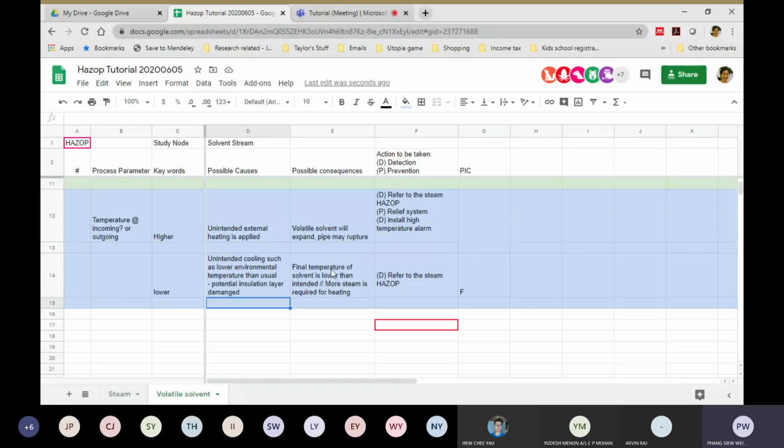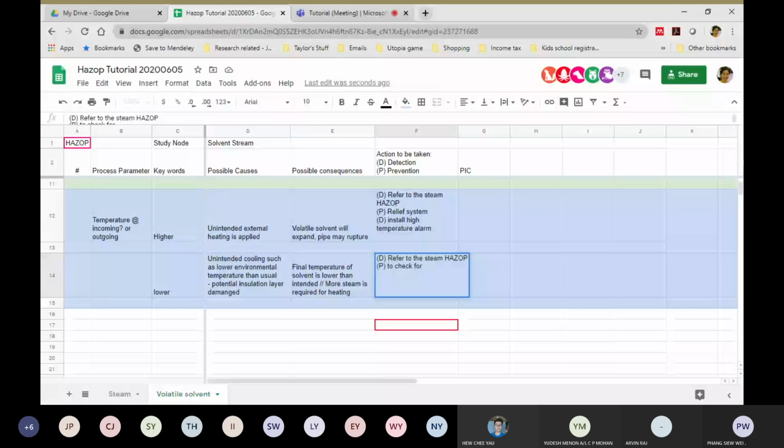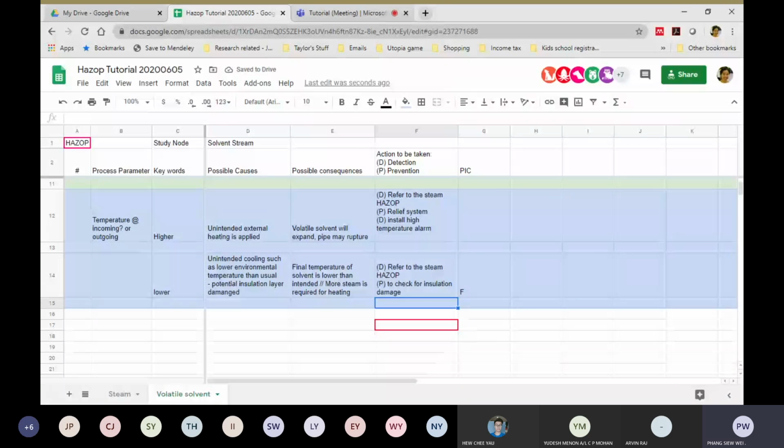So in that case, prevention is to check for insulation damage and then change it. Yeah. Okay, miss. Does it make sense now?